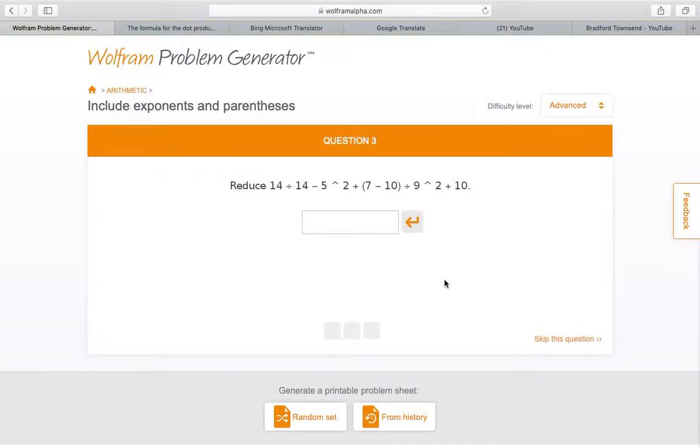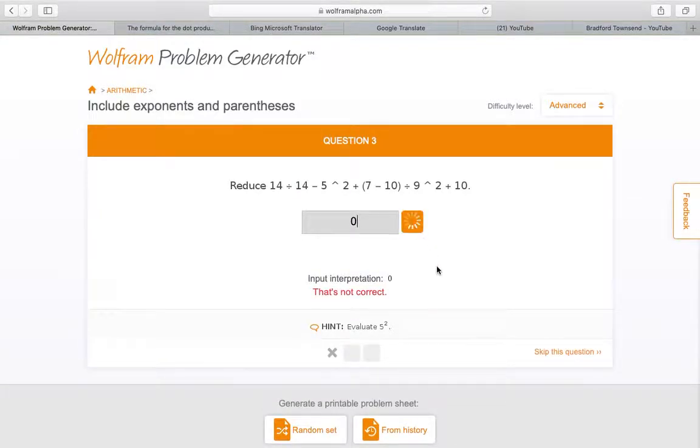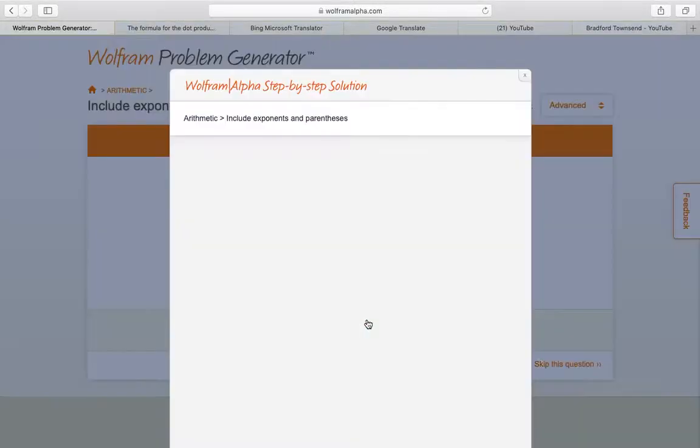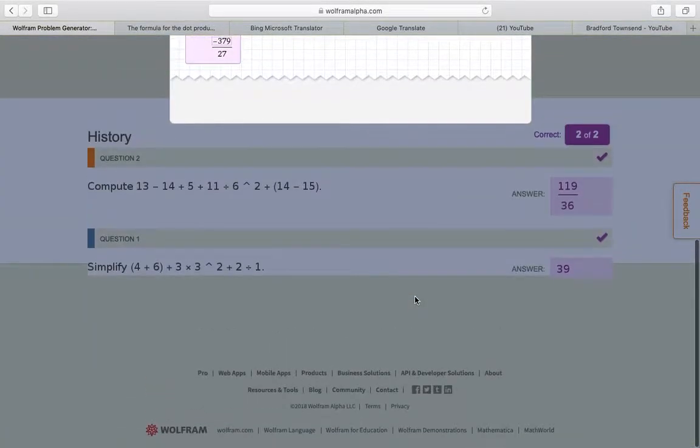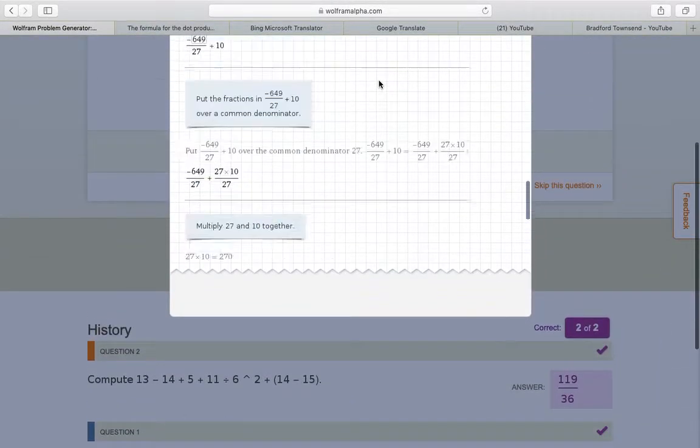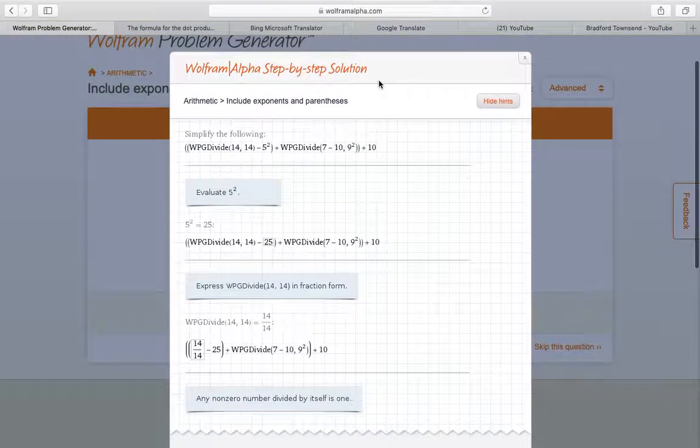Now, this is an advanced one. It has parentheses. It has an exponent. I'm going to just type in 0 twice to get the wrong answer, so that instead of me describing it verbally, you'll be able to see a solution by the computer. Okay, that's incorrect. I'm going to hit it a second time. All right, show all steps. Okay, and then I have to scroll to the top.